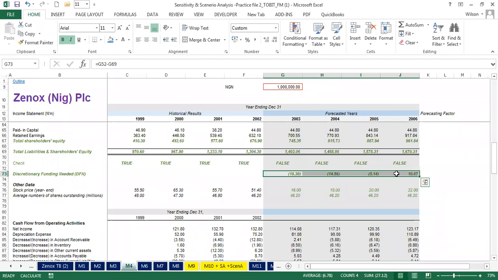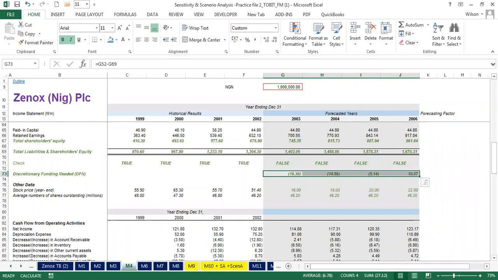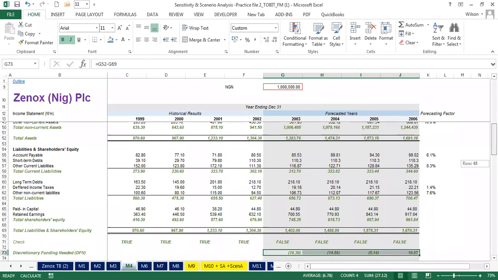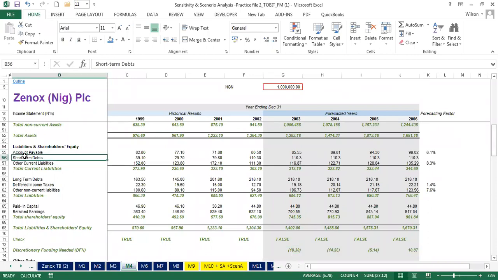Now, in practice, how do we make sure the balance sheet is balanced? We introduce what we call discretionary funding needed. All right. So this discretionary funding needed is used to balance up the balance sheet. And I explained to you that the variable you have to choose here is a variable that management have discretionary control over. So it is that variable you will now use to balance up the balance sheet. And in this case, we have made use of the short-term debt.